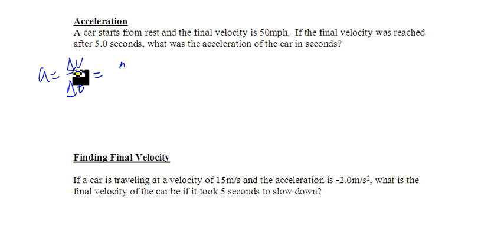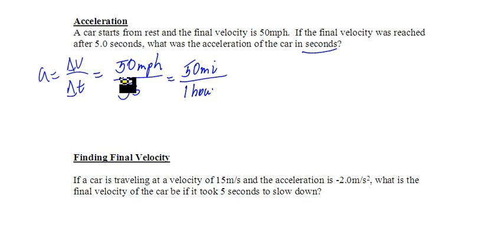So I'm going to plug in my information that I know. And I know that my change in velocity is 50 miles per hour, and I know that happens over 5 seconds. And I'm going to rewrite this because we want all of our units in seconds, and we have it in miles per hour right now. So I'm going to take my 50 miles and make it per 1 hour. And I'm going to multiply it by my 1 over 5 seconds.